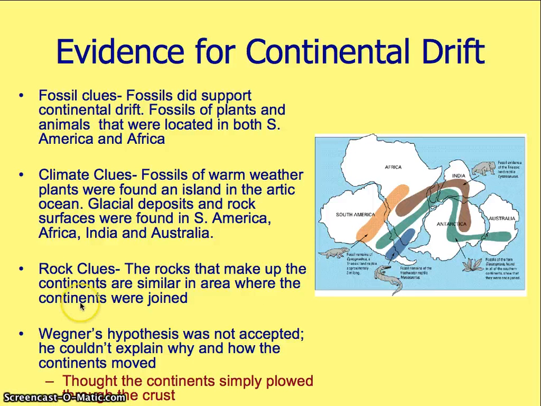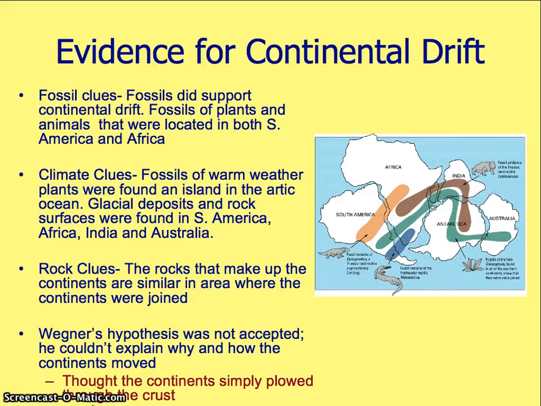So Wegener looked for much evidence throughout the entire world for continental drift, and he came up with three main points of evidence for continental drift. The first one was fossil clues. Fossils did support continental drift.